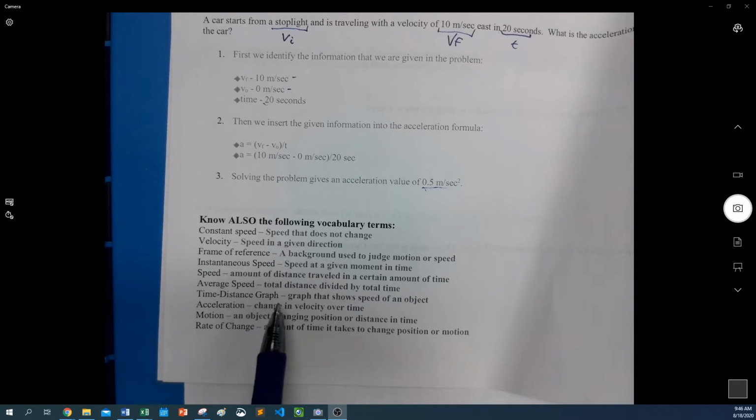Speed is the amount of distance traveled in a certain amount of time. Average speed is total distance divided by total time. We won't be going into the time distance graph today, but it's a graph showing the speed of the object. Acceleration is the change in velocity over time. Motion is an object changing position or distance in time. And rate of change is the amount of time it takes to change position or motion.